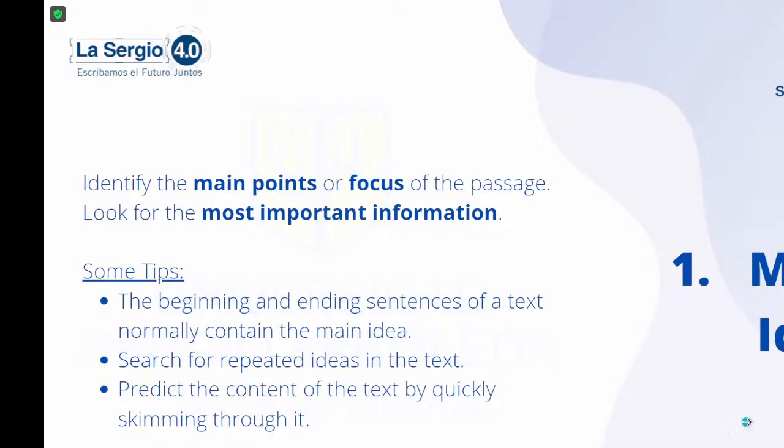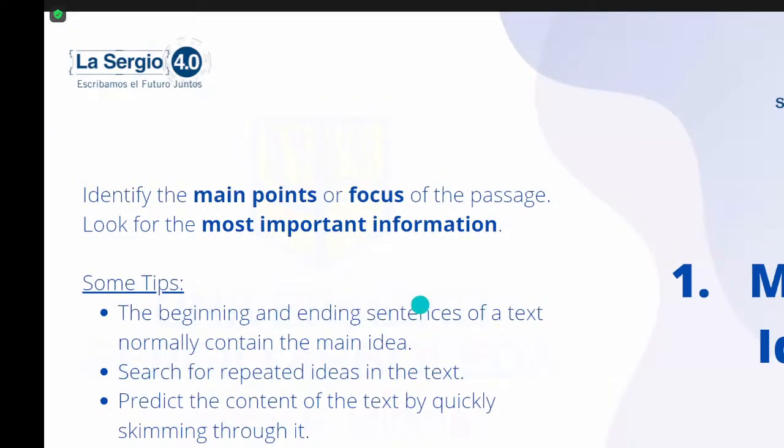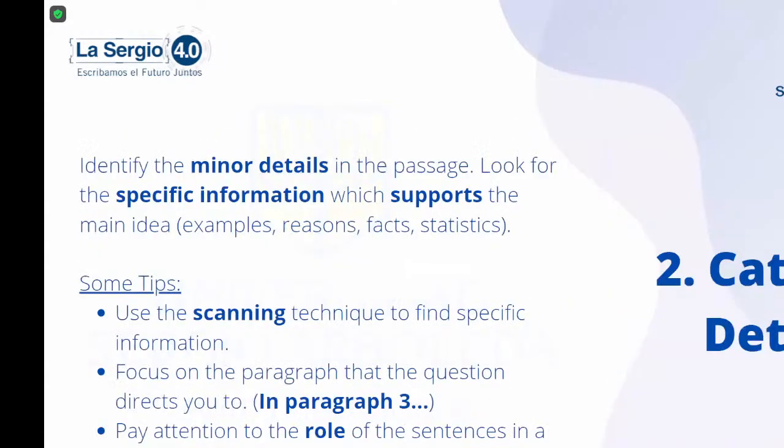Yesterday, main idea, do you remember? What do you do to look for the main idea? Paola just said it, no? Beginning and ending sentence of a text, search for repeating ideas in the text, and predict the content by quickly skimming, very quickly going through the text. You don't need to read all the text, no? Just skim around. The prediction helps, no? Just guess what it is about, but of course always checking with the reading. We did this one. You did an excellent job on this one.